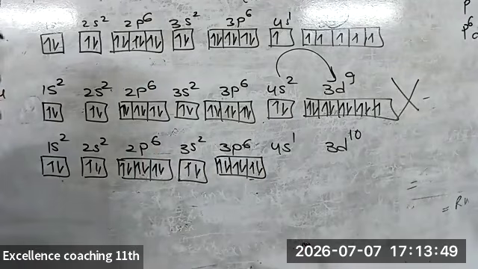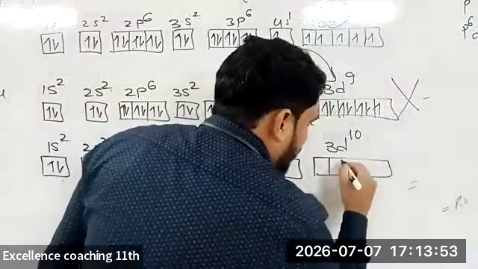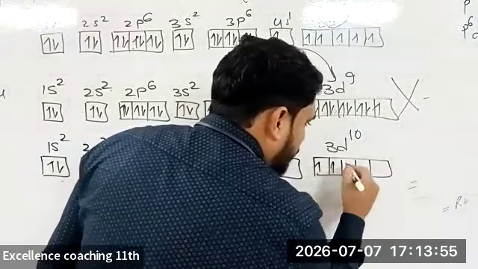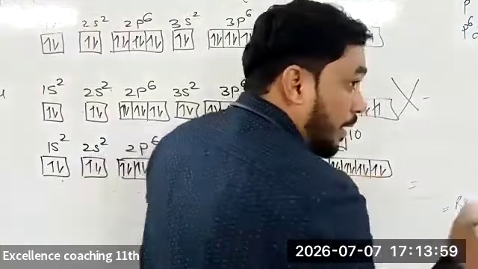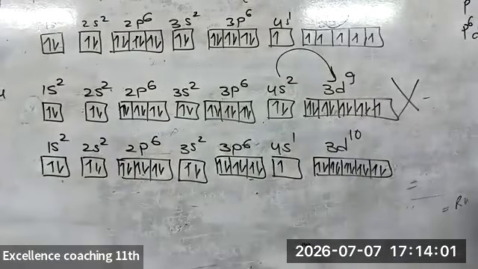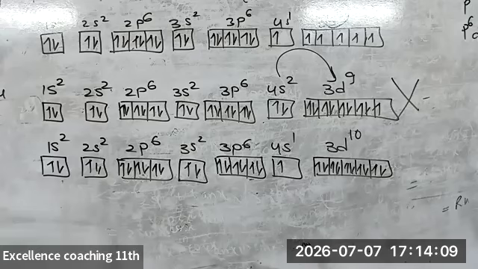4s1. 1, 2, 3, 4, 5. 1, 2, 3, 4, 5, 6, 7, 8, 9, 10. Mark copper and chromium. Is it done? Right. Copper, and our last element will be zinc. For zinc also, then we'll solve some examples. Extra version of this electronic configuration.